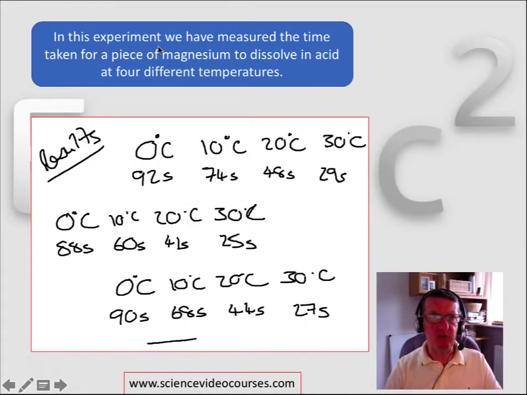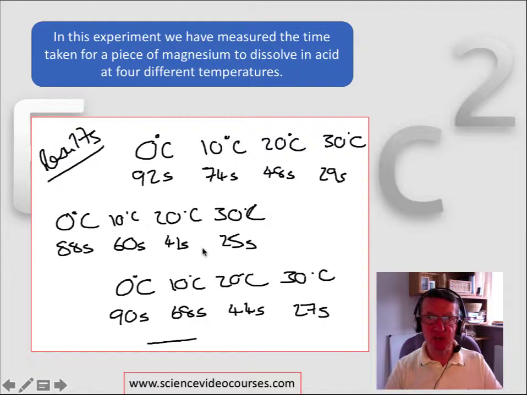Now in this experiment we've measured the time taken for a piece of magnesium to dissolve in acid at 4 different temperatures. And if you're anything like me, you're doing an experiment, you're very excited, and perhaps you don't write stuff down as neatly as you should. So what I've got here, this is what I call raw data. Four temperatures, 0, 10, 20, 30. These are the times taken for the magnesium to dissolve, and I did it 3 times. So here are my results.